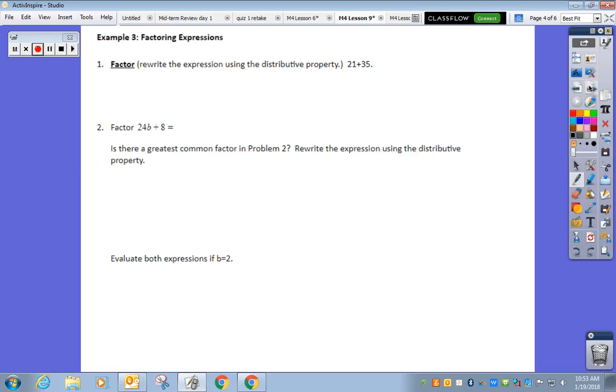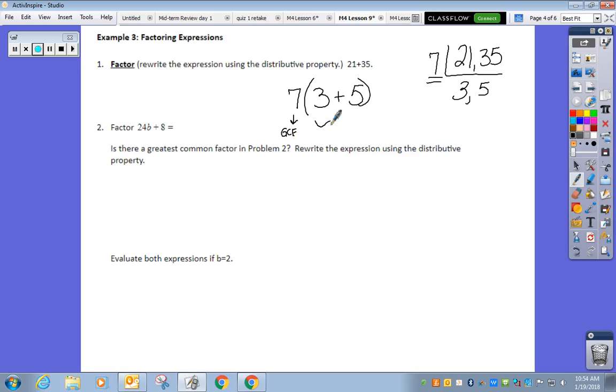So for example, if I'm looking at 21 plus 35, what we did is we used those two numbers with our ladder method. We found a number that goes into both of them. In this case, it would be 7. 7 goes into 21 3 times. 7 goes into 35 5 times. So we would take our GCF, which is 7, put it outside a set of parentheses, and inside the parentheses, I would add the bottom two numbers from the ladder. So this was our GCF, and these were the bottom two from the ladder.